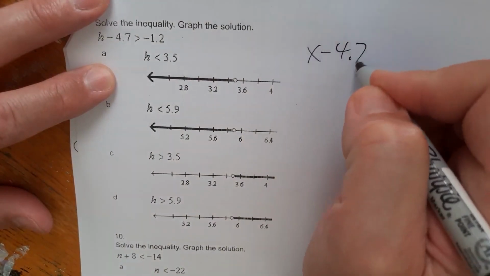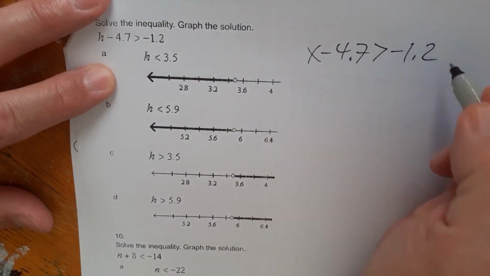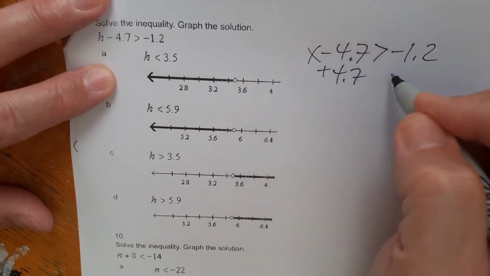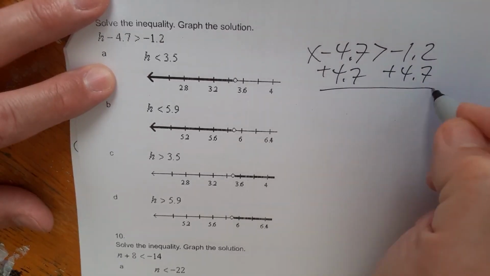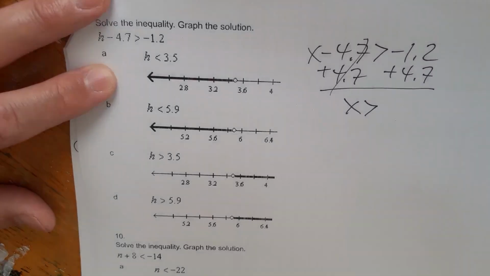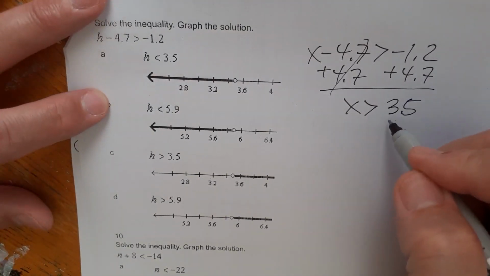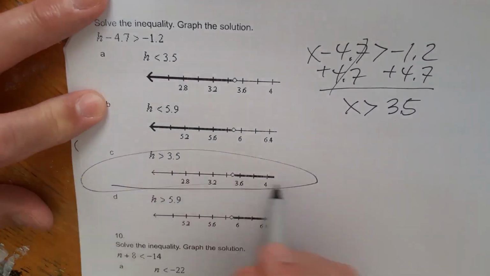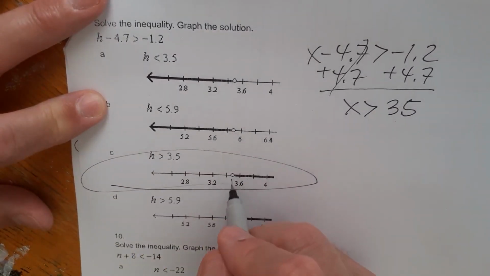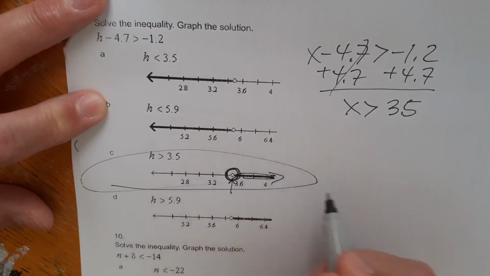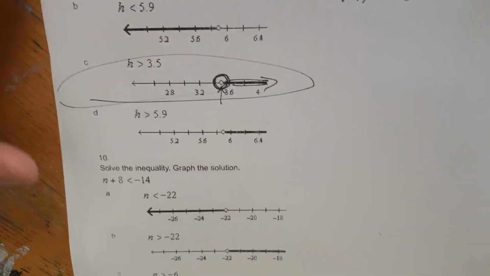X minus 4.7 is greater than negative 1.2, plus 4.7, plus 4.7. X is greater than 4.7 minus 1.2 is 3.5. So x greater than 3.5, I like this. X greater than 3.5, we mark the 3.5. It's open dot, because there's no equals involved. It does not include the 3.5 value.